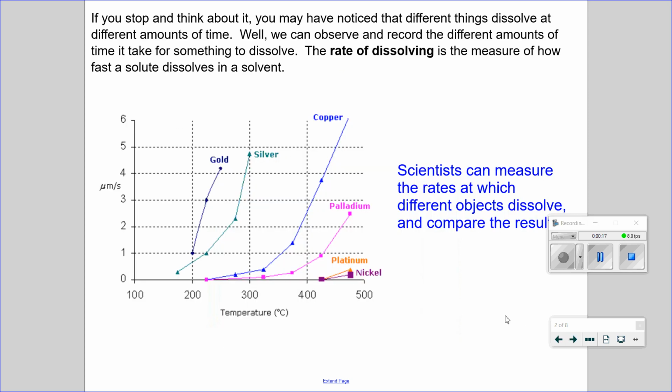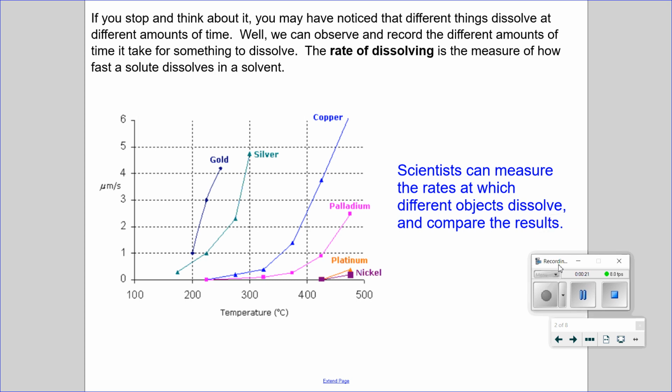If you stop and think about it, you may have noticed that different things dissolve in different amounts of time. Well, we can observe and record the different amounts of time it takes for something to dissolve. The rate of dissolving is the measure of how fast a solute dissolves in a solvent.